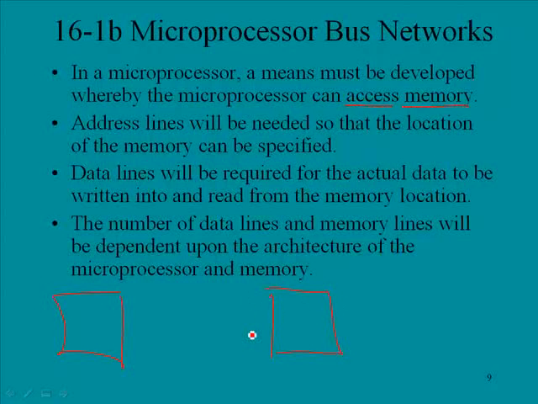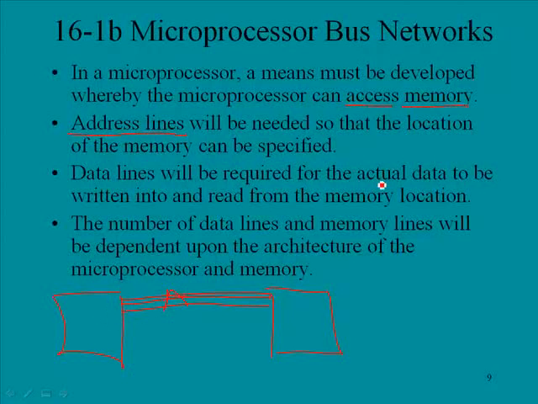Now, the first subject is address lines. They will be needed so that the location of the memory can be specified. So we're going to have some lines coming from the microprocessor, and there will be a group of lines. What they're going to be doing is selecting the address of where the memory is. I think often when we think of memory, we think, well, the memory is just over there, and we just put stuff in it and pull it out. But how is it that we pull it out? Well, the memory has a specific address, and so we have these things called address lines.